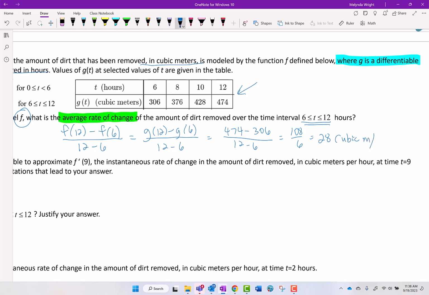It's 168. What is it? It's 168, not 108. Yeah, I just wrote it down wrong. 28 cubic meters per hour. So 168 divided by 6 is 28, isn't it? Yeah. Another typo. My goodness gracious, I don't know what's going on. All right, so are we okay?